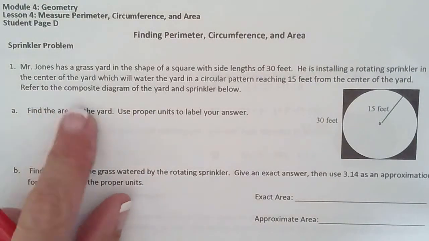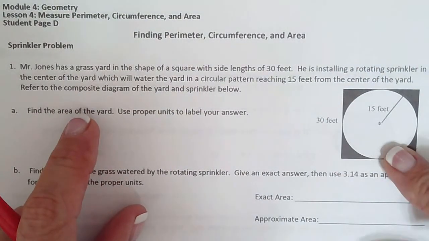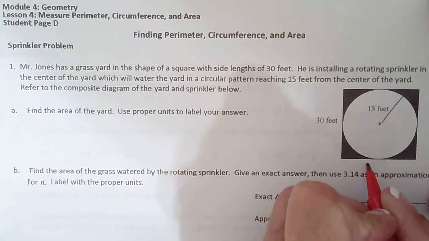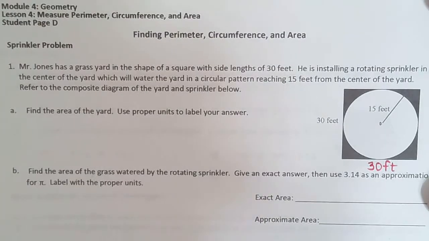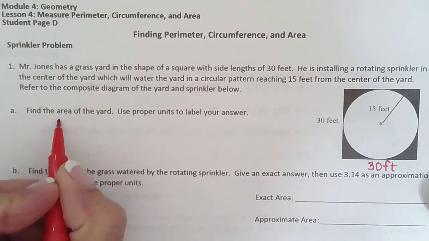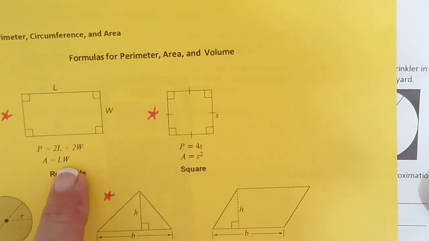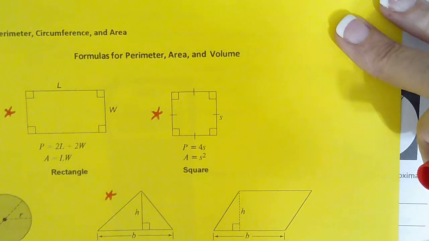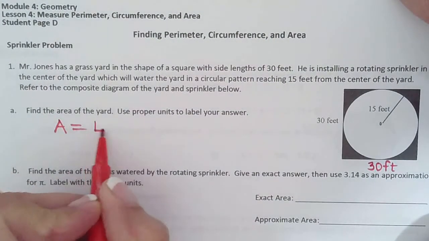So we have find the area of the yard. The yard is 30 feet and it's a square. So if this is 30 feet, does everybody agree this is 30 feet? And area of a square or a rectangle is, and this is one you do have to have memorized for the final, length times width. That one you probably already know, hopefully. So length times width is area. That's the first thing you should write down.